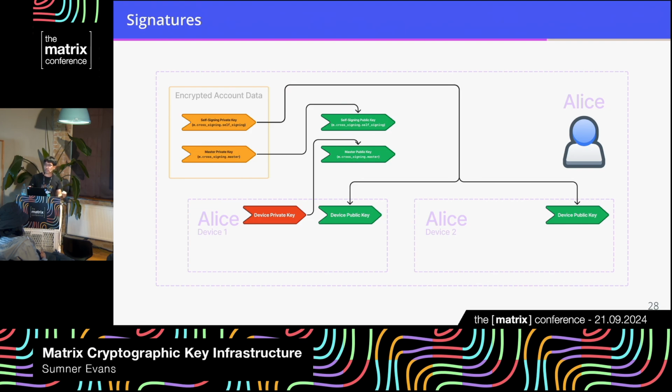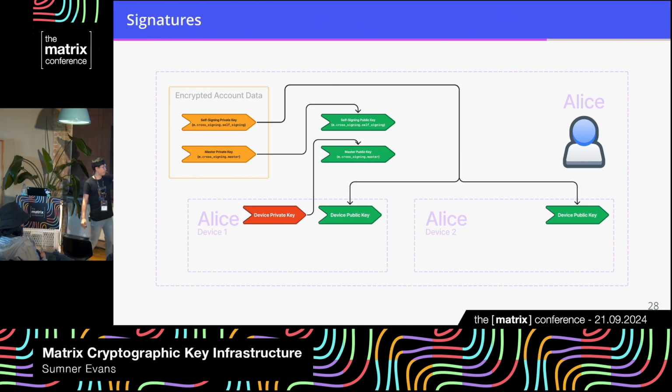Now, how do we know that the self-signing key is trustworthy? How do we know if we trust the self-signing key? Well, that's where the master key comes in. We have the master private key and master public key again. And the master private key signs the self-signing key. Then we use the device private key to sign the master public key. And then any signatures that are derived from that master key, we will know are valid. And what this does is create a chain of trust.